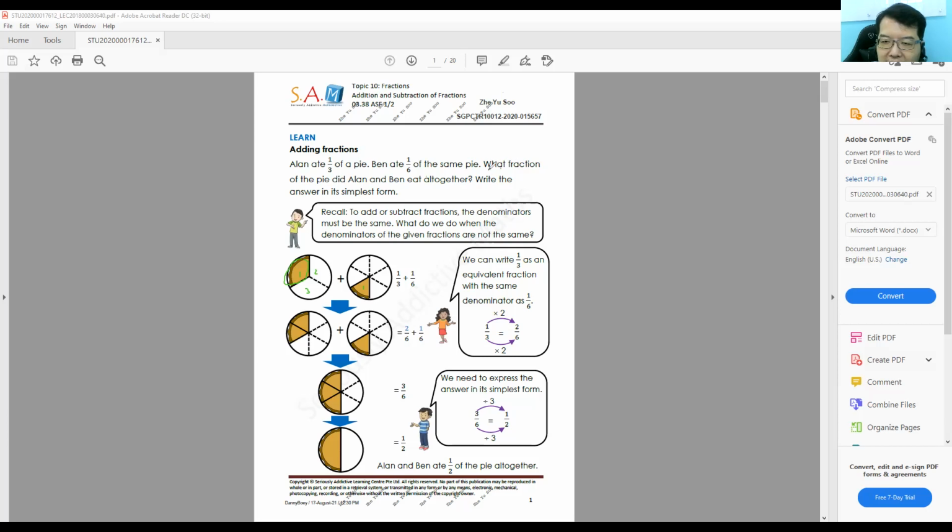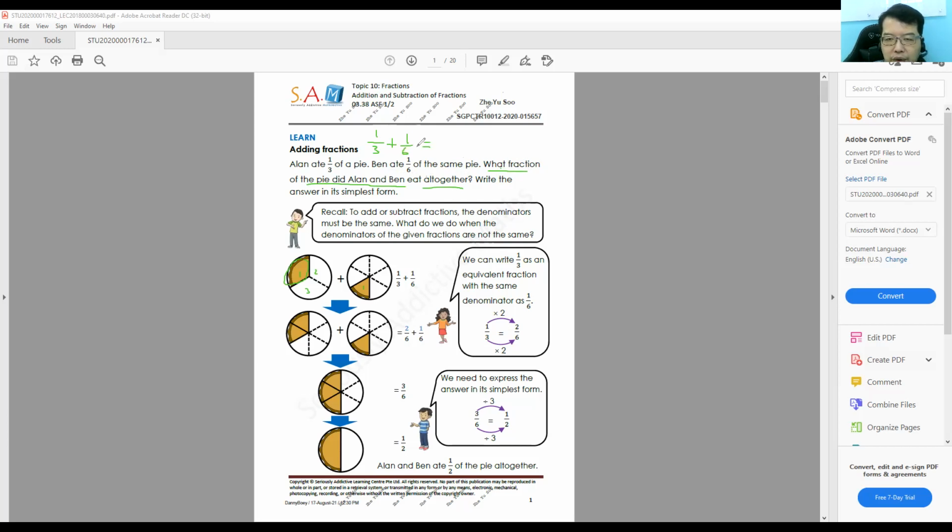The part that I'd like you to underline is: what fraction of the pie did Alan and Ben eat all together? Notice the words all together. How do you solve this question? Is it plus, minus, multiplication, or division? Since it says all together, it is an addition question. You are adding 1/3 of a pie to 1/6 of the pie, and that's what you need to find out.